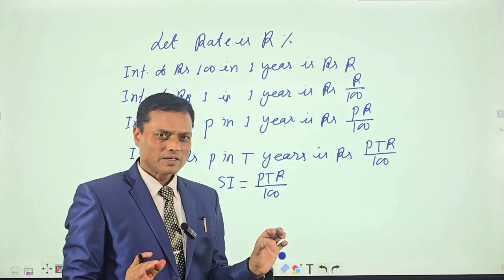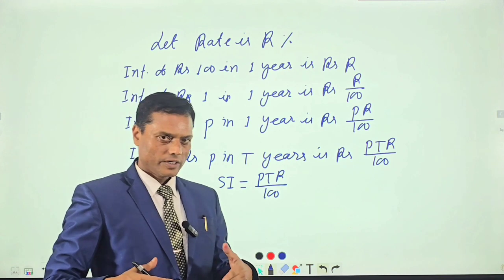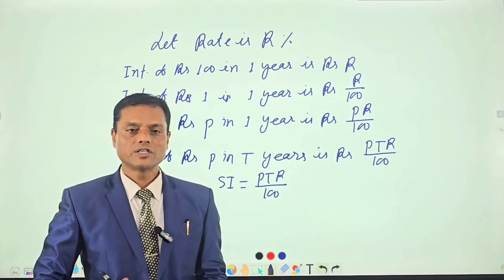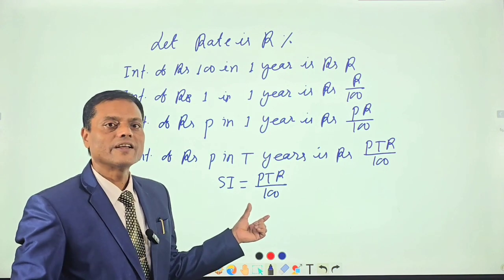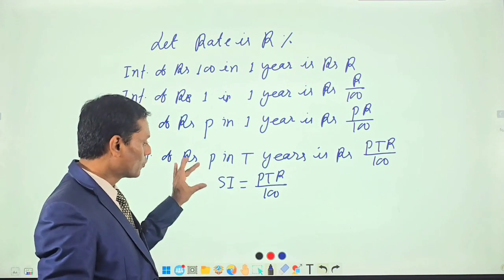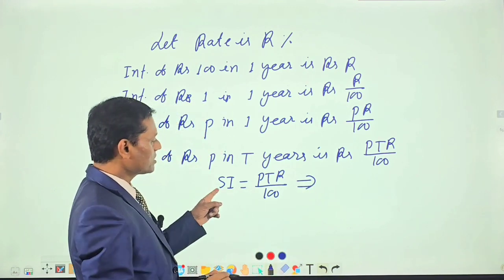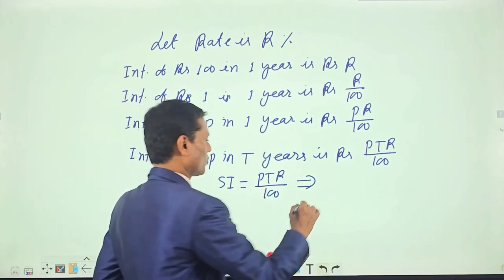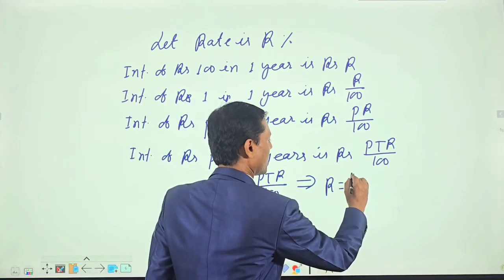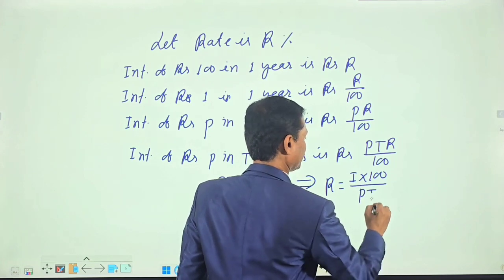Sometimes the rate is given differently, right? So the rate may be given like this, 4 paisa per rupee per month, isn't it? By this formula, we can easily find the rate under that condition. So from this formula, you can easily find out, when simple interest, P and T are given, how to find R. So from here, R equals I into 100 upon PT, isn't it?